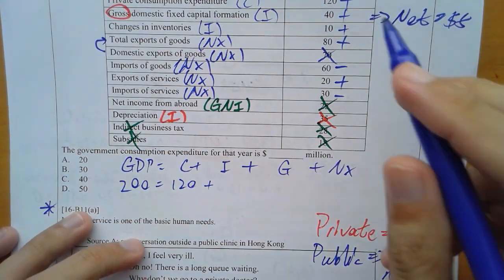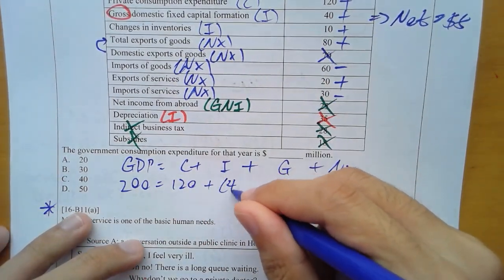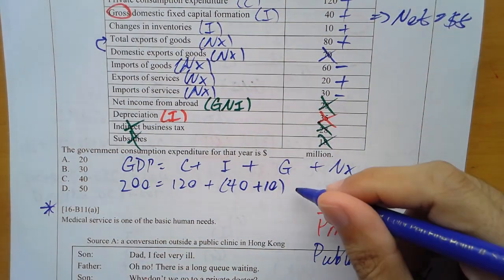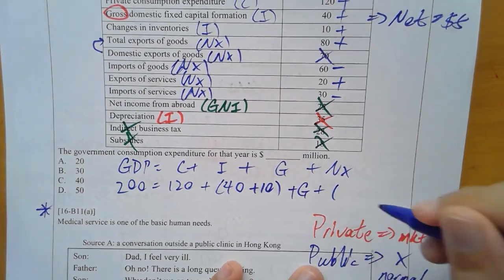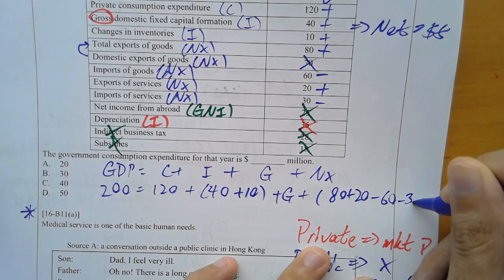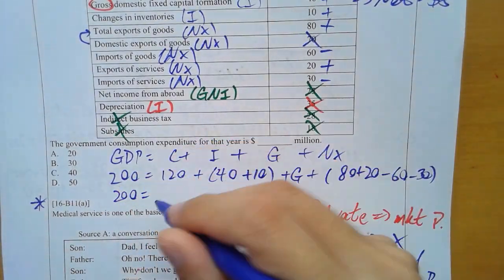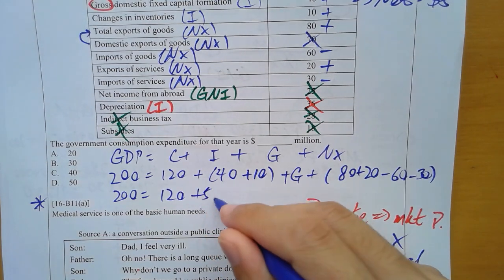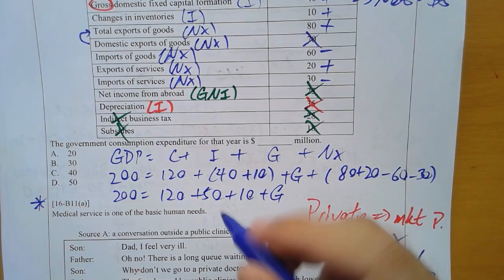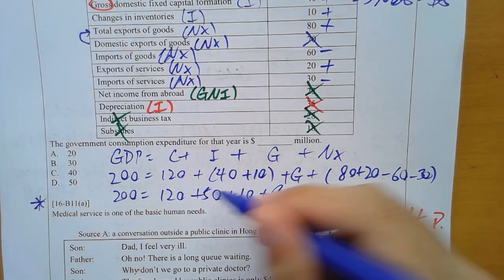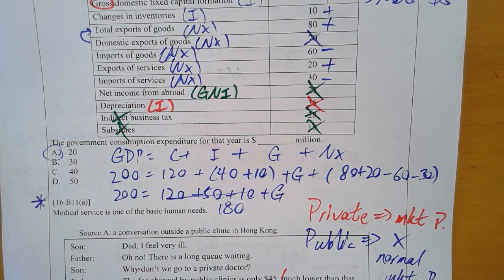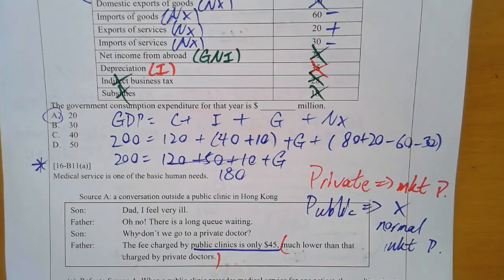120. I would be, let me find, 40 plus 10. Okay, then G, NX would be 80 plus 20 minus 60 minus 30. So 200 equals 120 plus 50 plus 10 plus G. 係咪啊？呢度已經加埋幾多啊？100。I think G is 20. Okay, G would be 20 in our case.